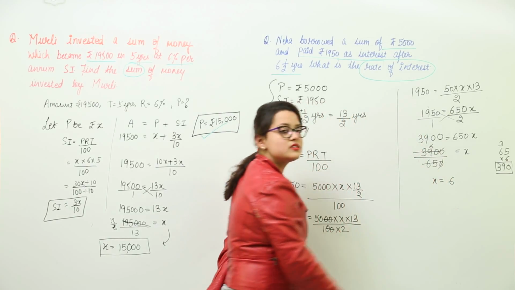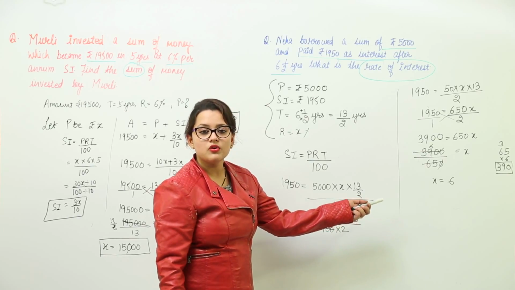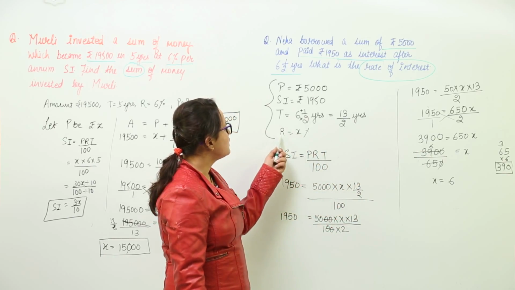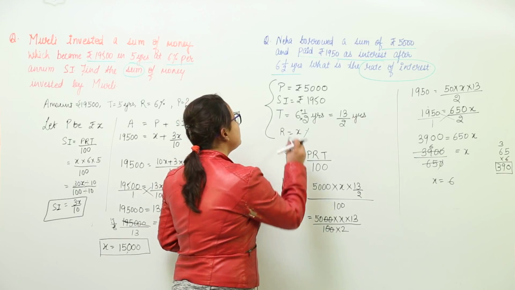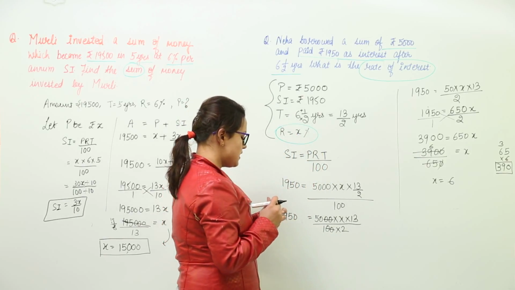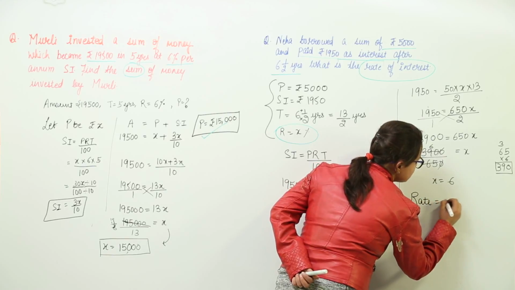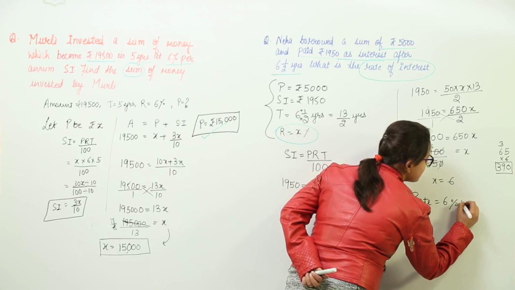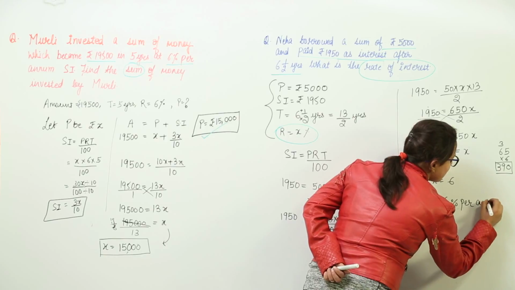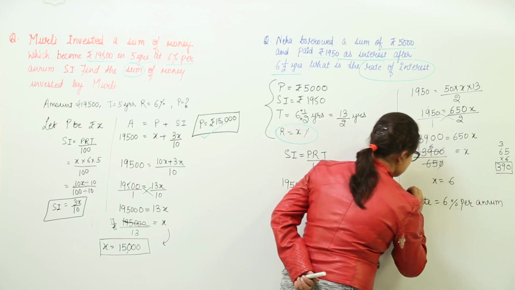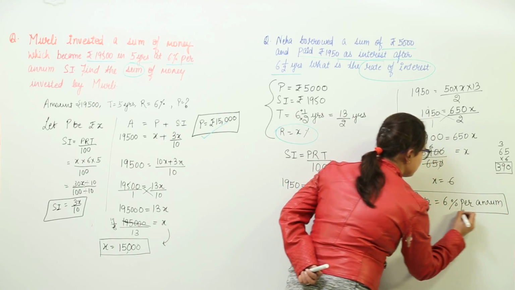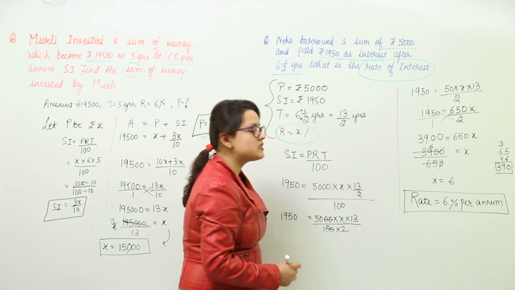And what was assumed? Why have we assumed the value of X? We had assumed it to be the rate of interest. So my rate of interest was assumed to be X. Therefore, I get the rate of interest charged as 6% per annum because it was the value for X. So I have got my answer for rate of interest as 6% per annum.